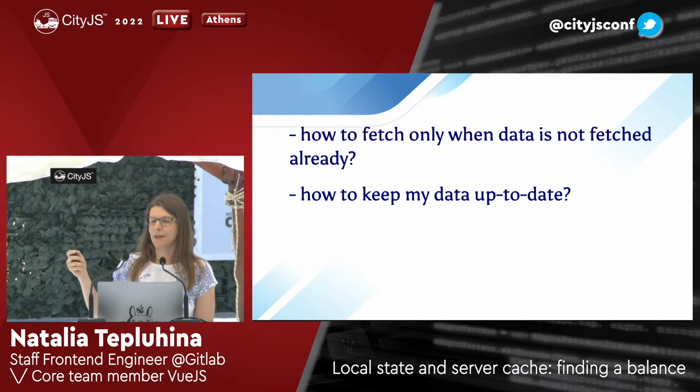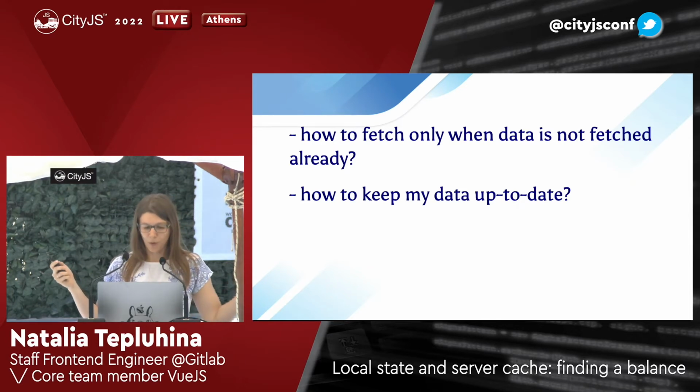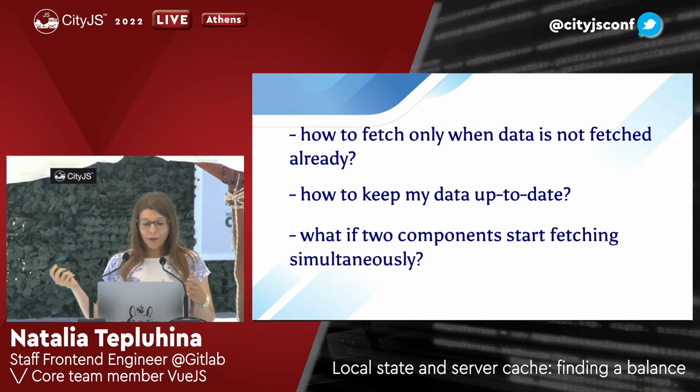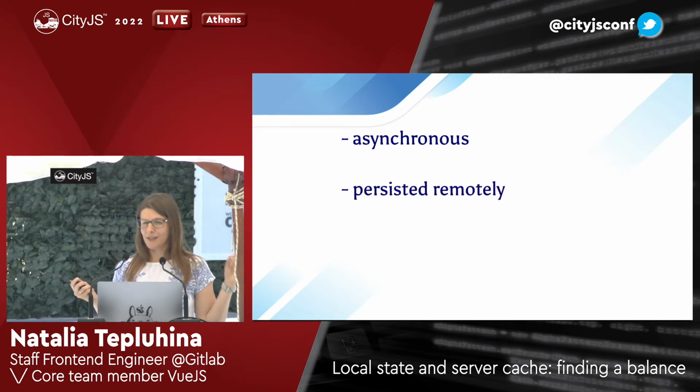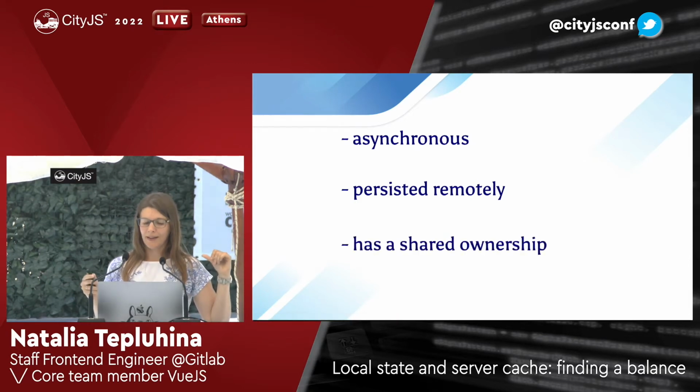Probably we would have some kind of set interval and polling and all the problems that polling adds to your application. Or build WebSocket, which is like more problems. What if the components start fetching simultaneously? In this case, we deduplicate, but there are more complex cases. Because we are dealing with a state that's asynchronous, and it's persisted remotely. You don't control this state. This state is on the server, and it has a shared ownership. You don't own changes. Server owns changes.